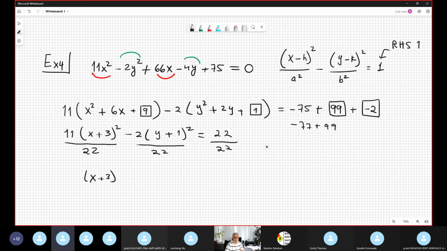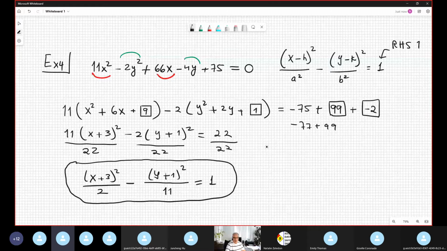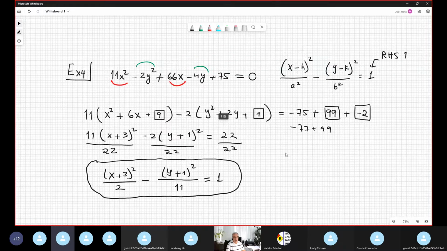Put 2, of course, in the denominator. Minus. And you divide 22 by 2, which is 11. Y plus 1 squared over 11 equals 1. Wow, fantastic. And this is my nice equation in standard form, equivalent 100% to the horrible original equation. But I can see everything clearly now. Oh, no, super clear, but because the number is weird, 11 too.